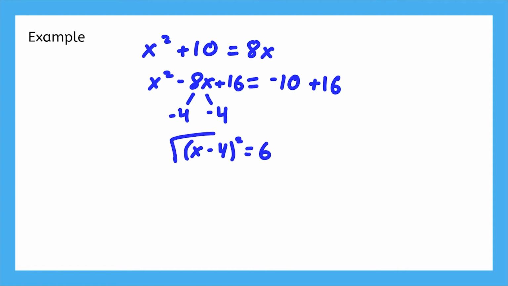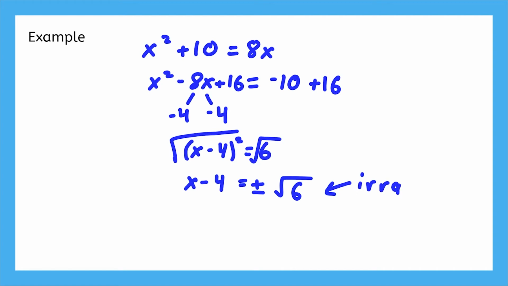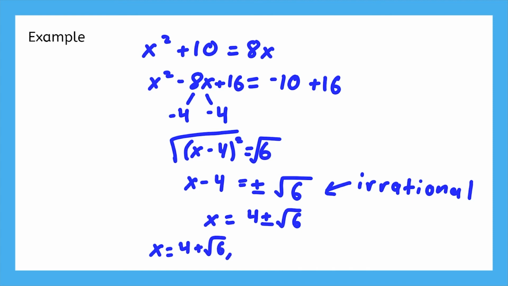Use a square root to cancel the square, and on the right side, remember that a square root can be positive or negative. In the last example, the square root could be simplified, but 6 is not a perfect square, so we can't simplify that, which means we'll be left with an irrational solution that can't be accurately expressed as a decimal. Finally, add 4 to both sides to get x by itself. We're left with 2 irrational solutions, 4 plus the square root of 6, and 4 minus the square root of 6.